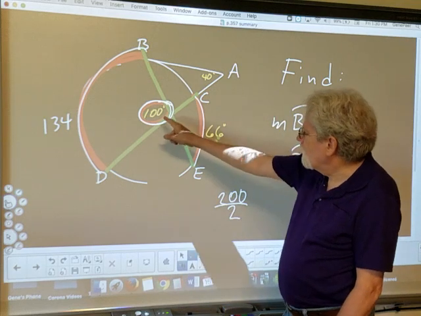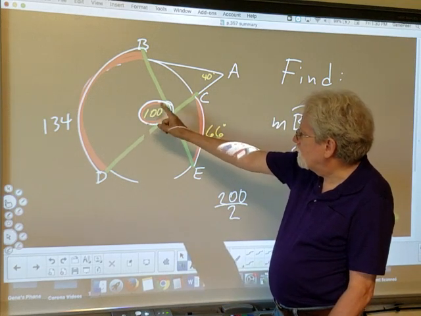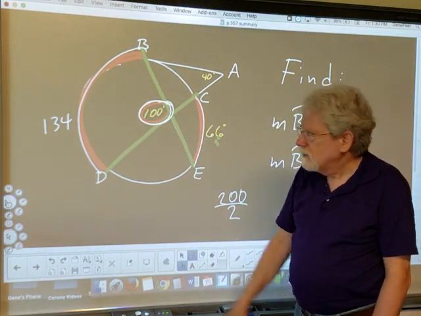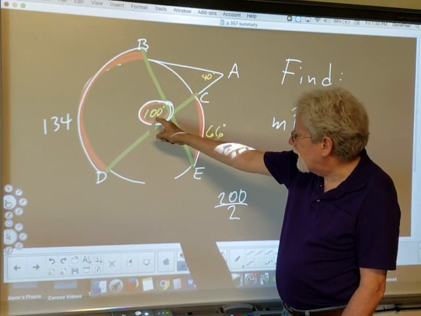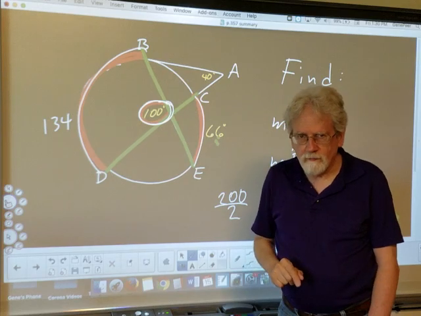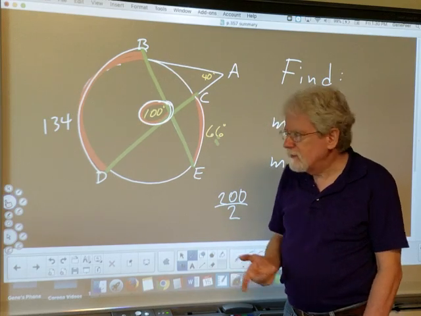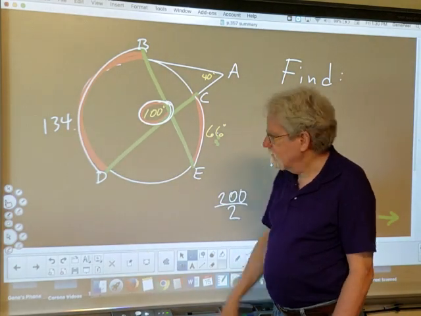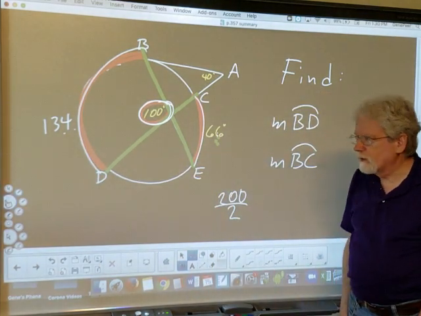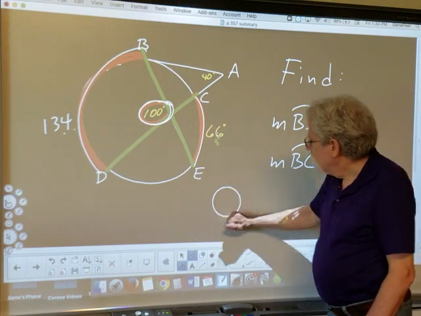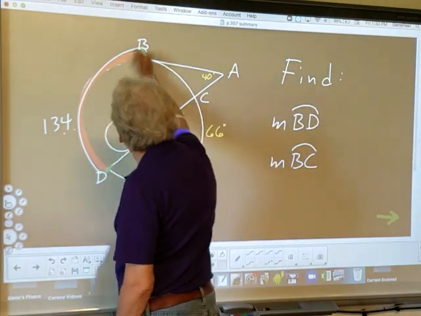You say to yourself, well, I know how we find this normally. We add the arcs and take half. Well, if that's found by adding the arcs and taking half, then what was that just before you took half? 200. Where did that 200 come from? It came from adding the arcs. So 66 plus what is 200? 134. We're done.